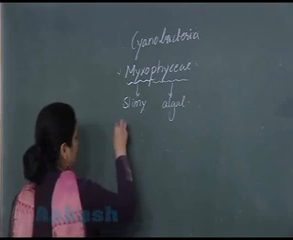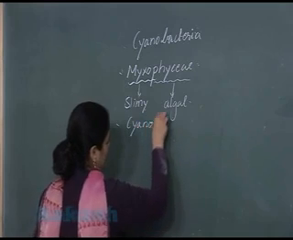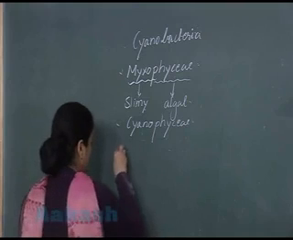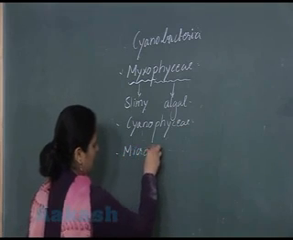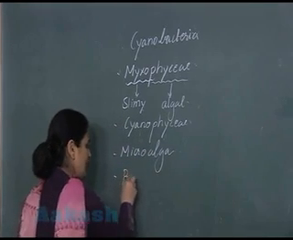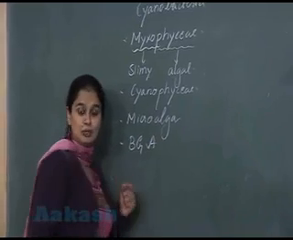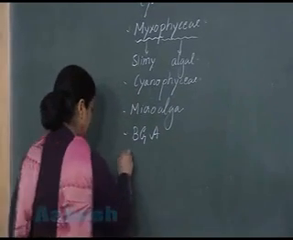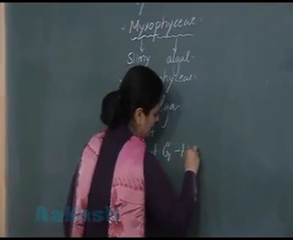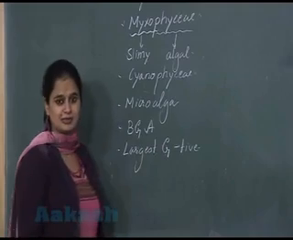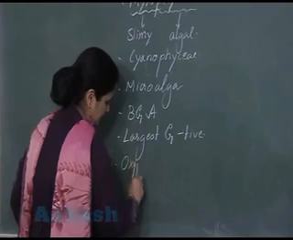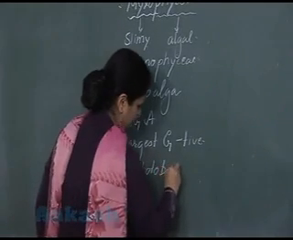This group is also known as Cyanophyceae, because this alga is blue in color. It is also known as microalga, and also as BGA, that is blue-green algae. It is the largest gram-negative bacteria. I am writing gram-negative like this. It is also known as oxyphotobacteria.